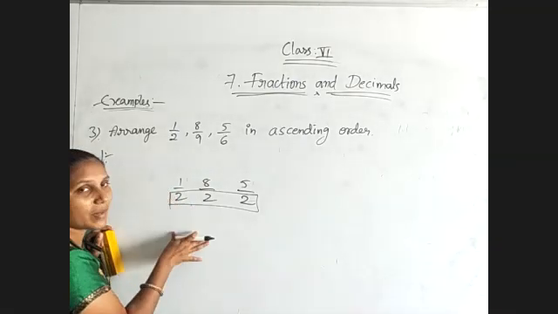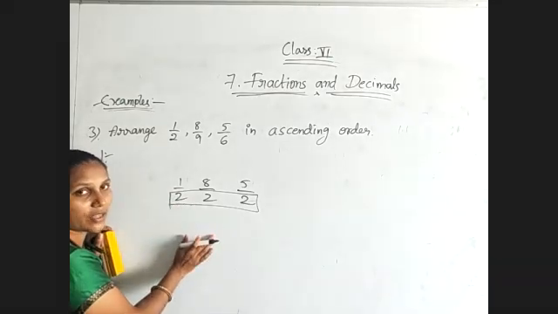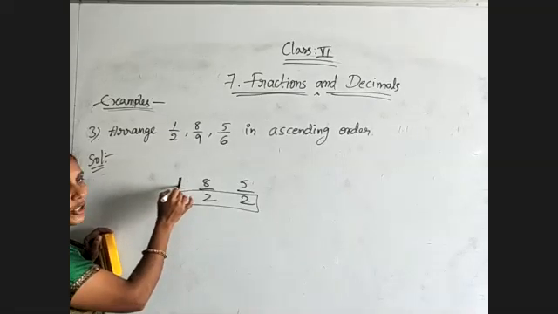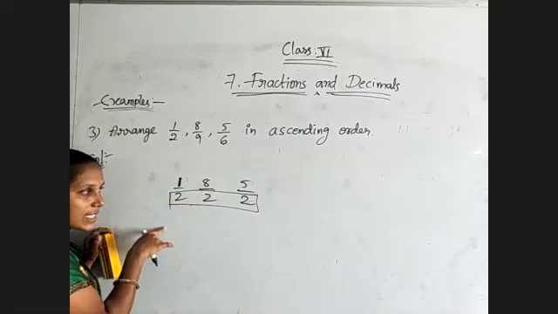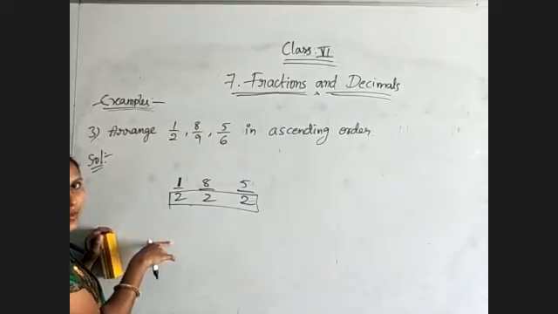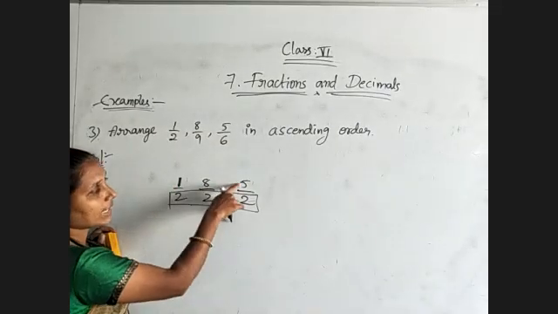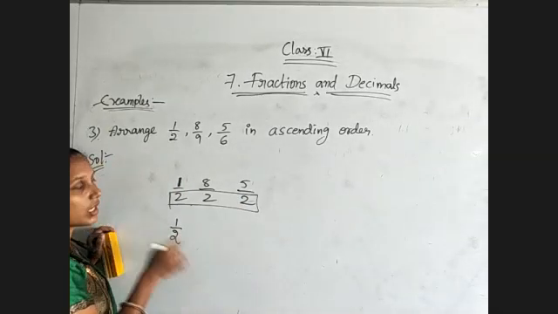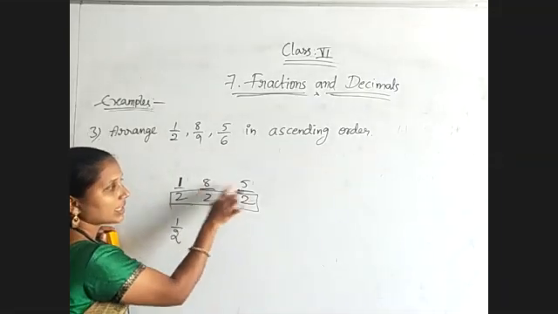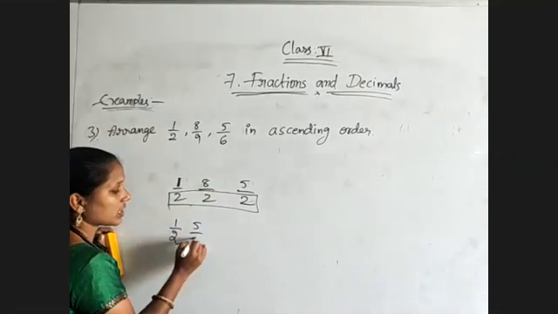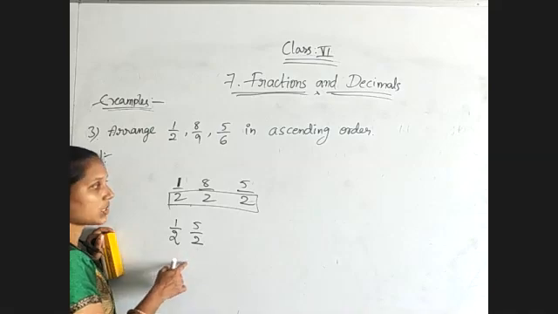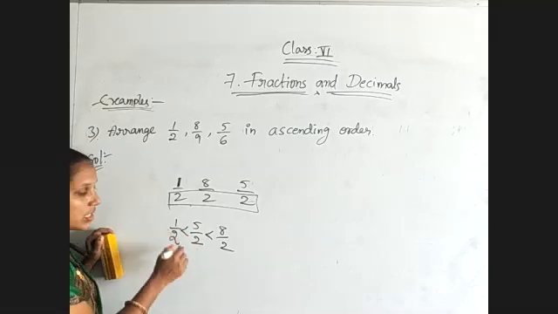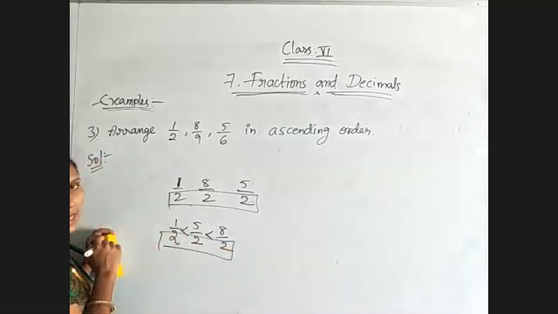When the denominators are equal, in case of like fractions, the fraction having the smaller numerator will be the smaller one. If you are writing ascending order, we need to select smaller numbers first. Out of 1, 8 and 5, 1 is the smallest. So 1/2 is my first smallest fraction. After that, among 8 and 5, 5 is smaller, so 5/2 comes next. And then 8/2. So this is the ascending order of the given like fractions.